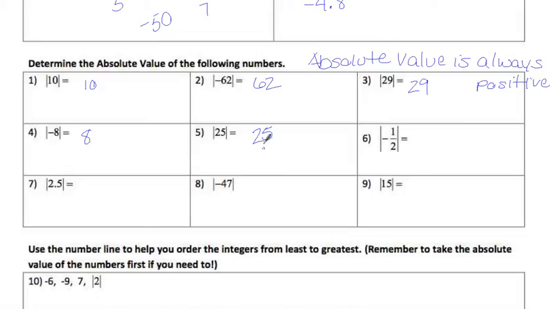Now don't get tricked with the ones that are already positive and turn them into negative. That's the biggest mistake that students make. Make sure they stay as positive numbers. The absolute value of negative 1/2 is just 1/2. You do the last 3 on your own. This one here would just be 2.5. This one's going to be 47, and this one's just going to be 15.